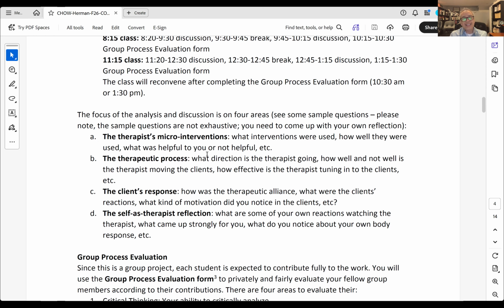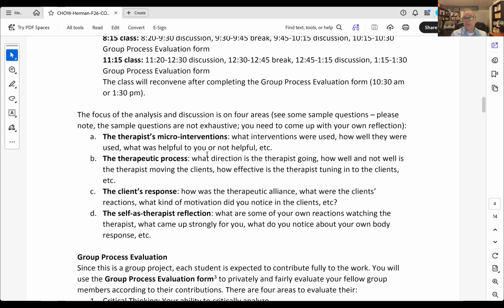The questions that I listed here are only sample questions. They are by no means all the questions that you are allowed to discuss. Those are just sample questions. You don't have to finish all those questions, nor are you limited by only those questions. Those are just questions to help you think about how to talk about this particular topic on the therapist micro intervention. And then you do the same thing for B, C, and D.